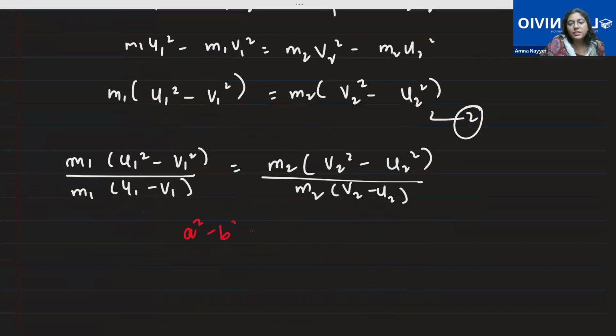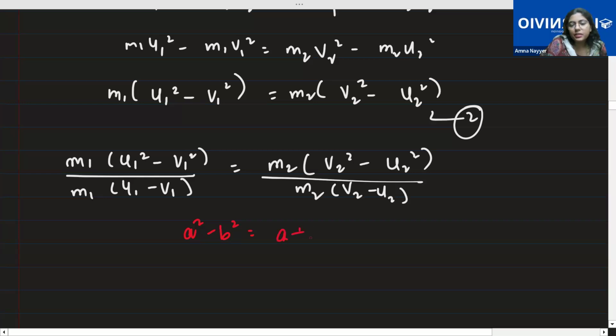Here, a square minus b square is equal to what? Yes, class, basic identity from mathematics of class 8th. A square minus b square. Answer. A plus b into a minus b. Very good, Mariam. A plus b into a minus b. So this identity will be used here.